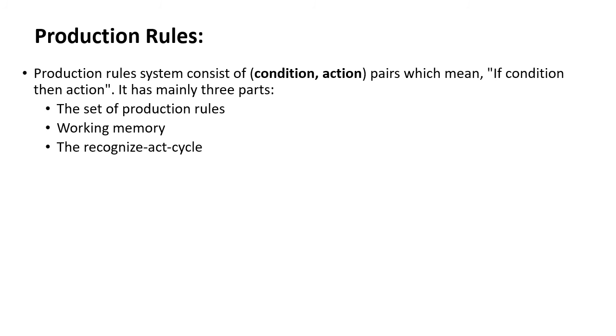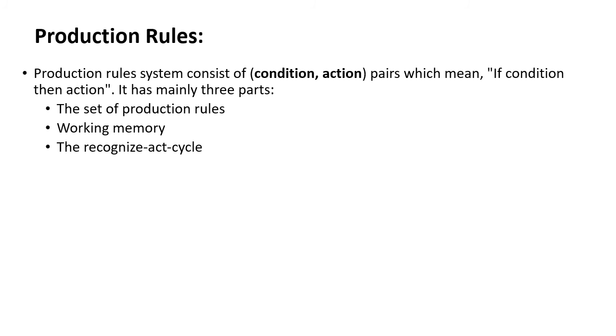And the fourth way of knowledge representation is called production rules. A production rule system consists of condition-action pairs, which means if condition then action. It has mainly three parts: the set of production rules, working memory, and the recognize-act cycle. Production rules are based on the condition-action pair. On the basis of the condition, an action will be provided. You can take the action, otherwise you cannot.